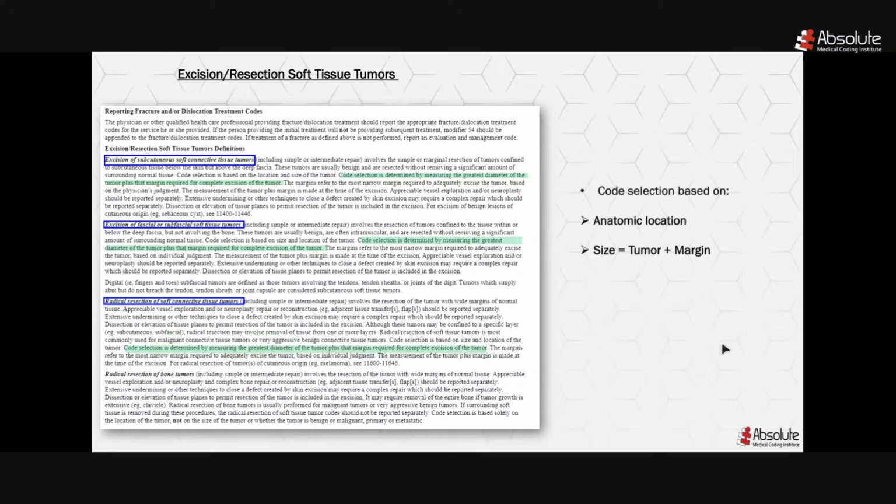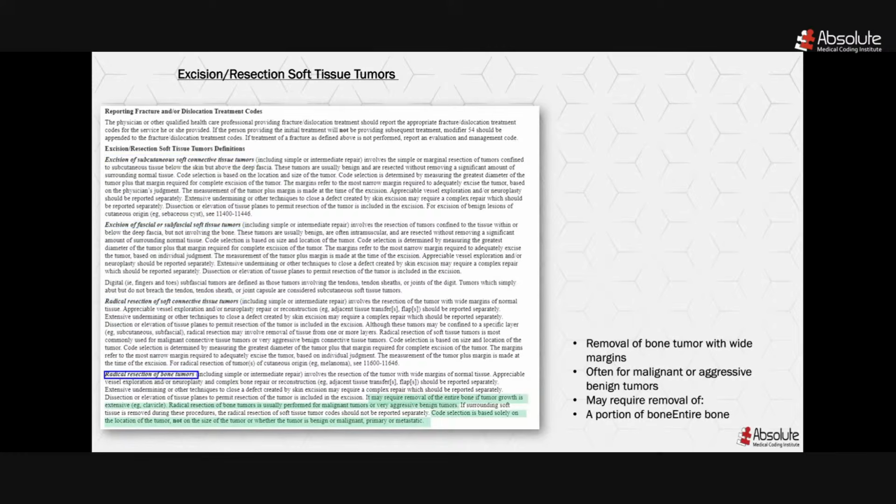Now, when dealing with bone tumors, CPT makes one thing very clear: your code choice is based on the location, and not on the basis of the size or the margin. This procedure involves removing the bone tumor with a wide margin, and it is most commonly done for malignant tumors or very aggressive benign tumors. Depending upon how extensive the tumor is, the surgeon may remove part of the bone or the entire bone, like a clavicle, as I said before.